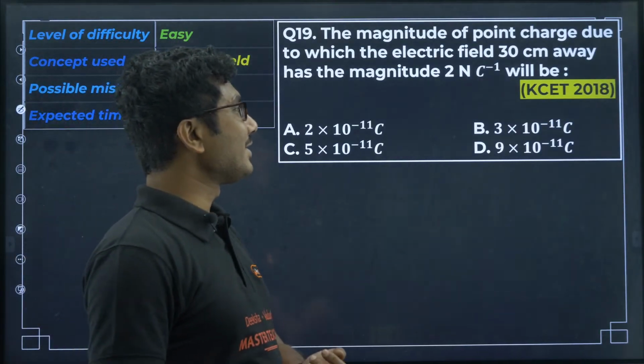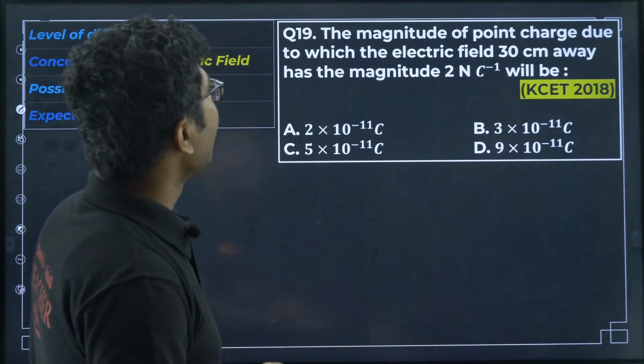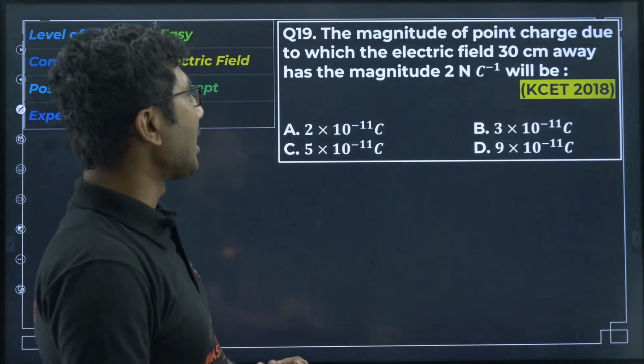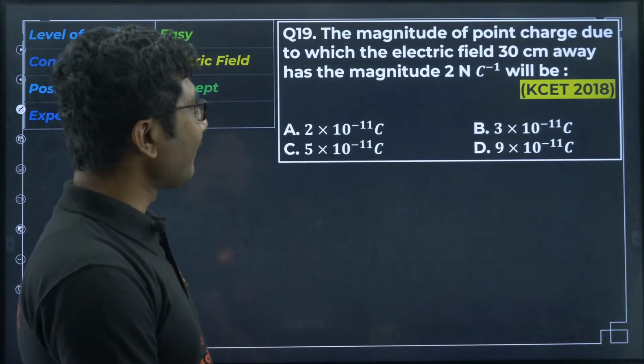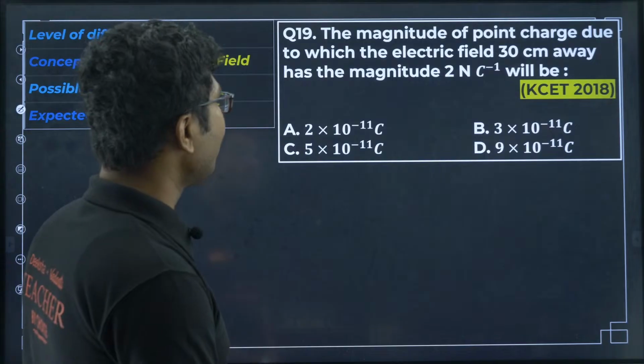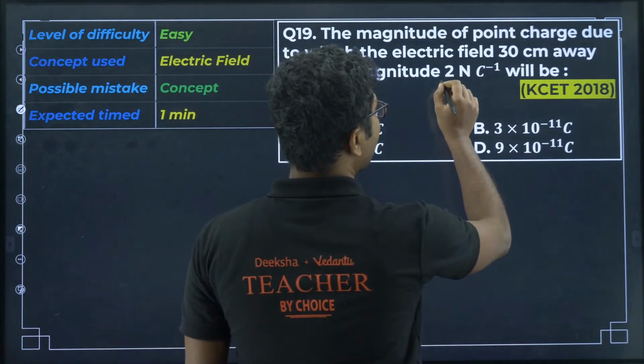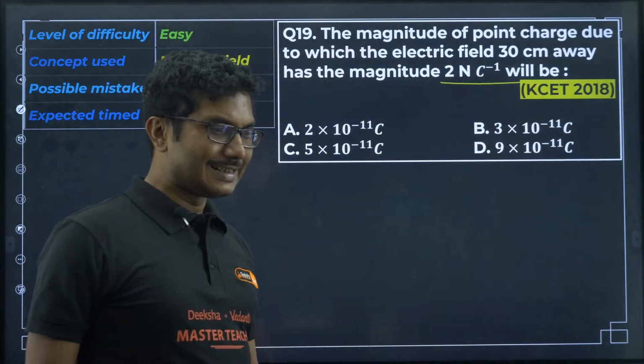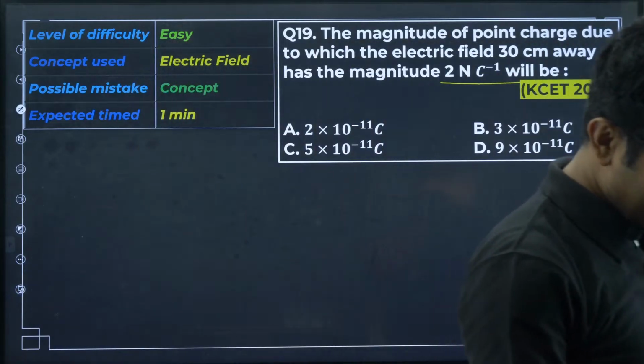Now, another KCET question, KCET 2018 question: the magnitude of point charge due to which the electric field 30 centimeters away has a magnitude of 2 Newton per coulomb will be. Another easy question, the last two questions will be slightly easy.